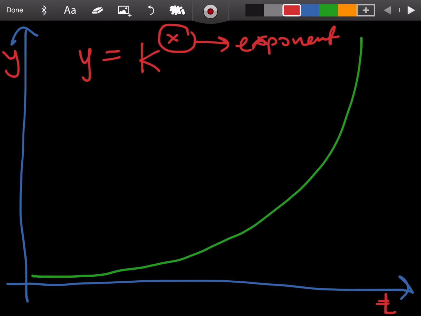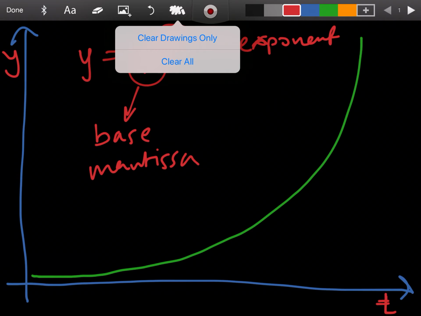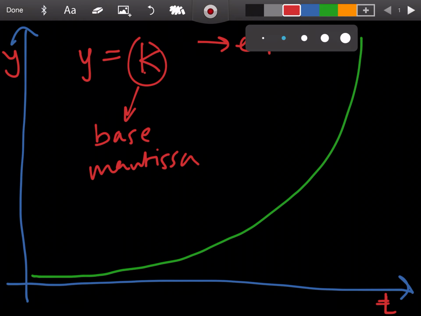And this is called the base, or maybe it's called a mantissa, I think. I'm not sure, actually double check my work here. But it's some number that's fixed and it's raised to the xth power, or in this case, it's t. So let's fix that real quick. Oops. Let's put a t in here. So k to the power of t.